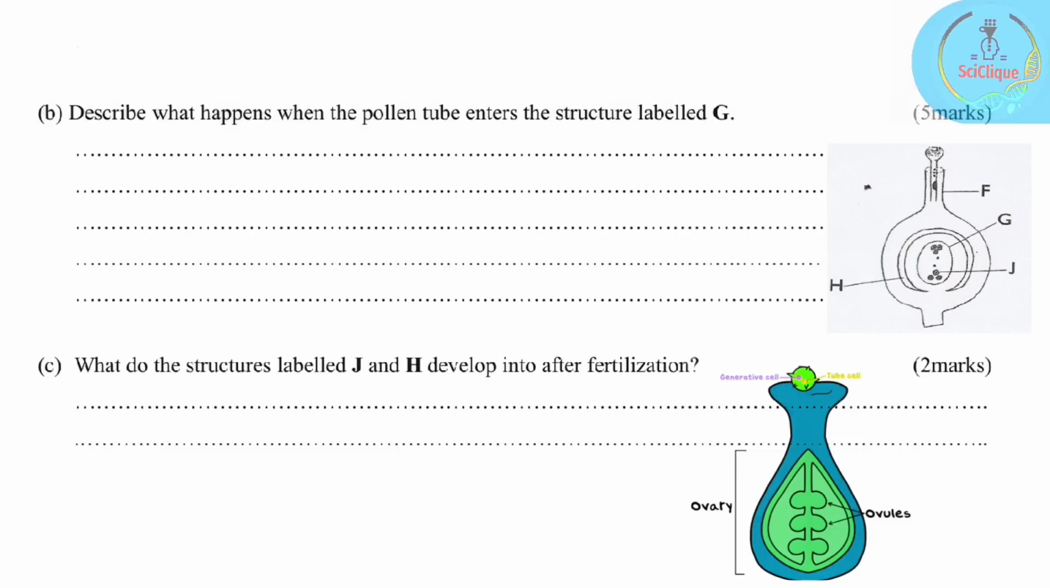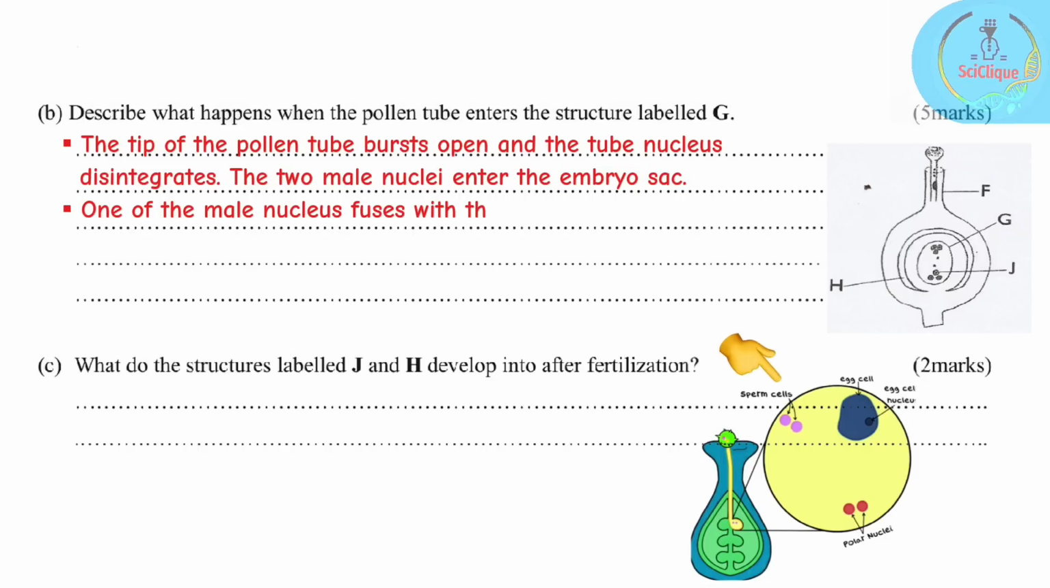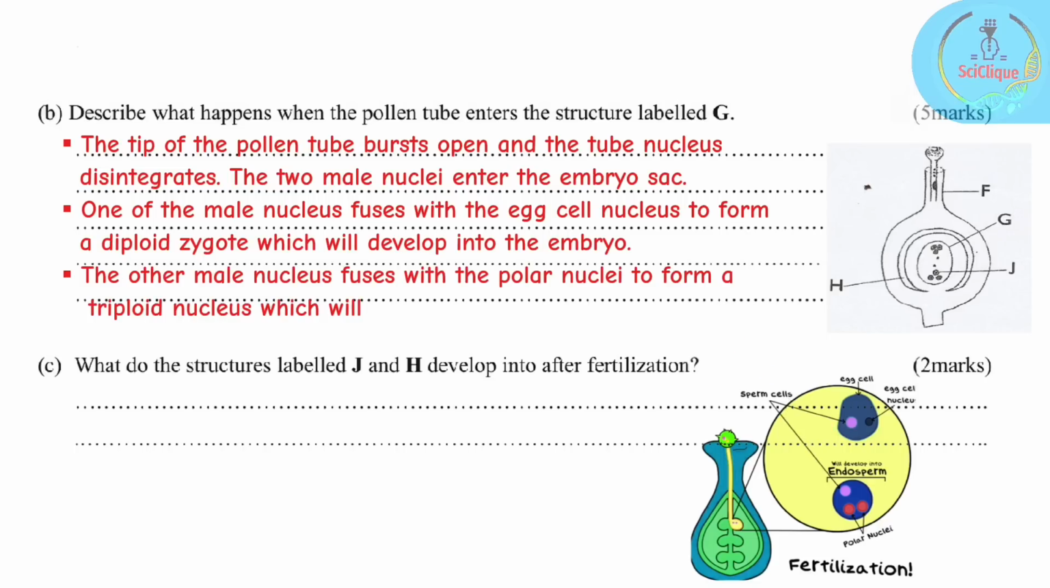Okay. So when the pollen tube enters the embryo sac, what will happen is that the tip of the pollen grain is going to burst open. Okay. And the tube nucleus is going to disintegrate, to break down. This will allow the entry of the male nuclei. So how many male nuclei do we have? We have 2, hence the term nuclei. A single is nucleus, more than one becomes nuclei. So in this case, we have 2. One is going to fuse with the egg cell nucleus to form a diploid zygote. The other male nucleus is going to fuse with the polar nuclei to form a triploid zygote.